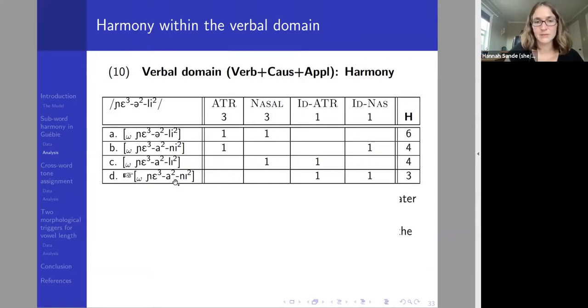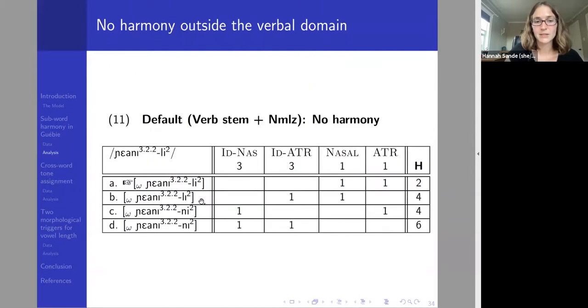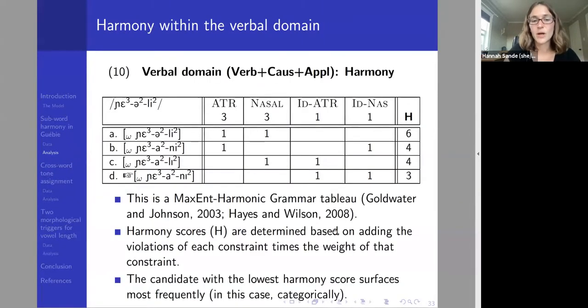What I'm showing you is a Maxent harmonic grammar tableau. The H column is the harmony score, and those are determined based on adding the violations of each constraint times the weight of those constraints, and the candidate with the lowest harmony score is the one that surfaces the most frequently, or in this case, categorically.